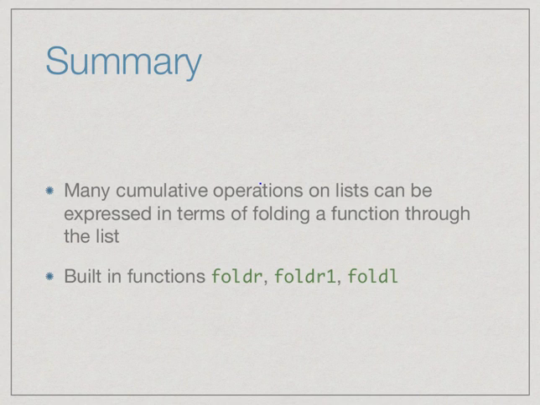So map and filter are functions which transform elements to elements individually. But if you want to combine the elements in a list into a single value as an output, a cumulative operation typically involves folding a function through the list, applying it from one end to the other end. So the basic functions in Haskell which do this are foldr and foldl. So foldr goes from right to left, foldl goes from left to right. And there are versions of these functions which do not have a sensible value for the empty list, called foldr1.